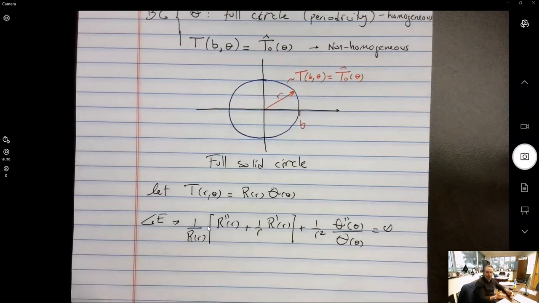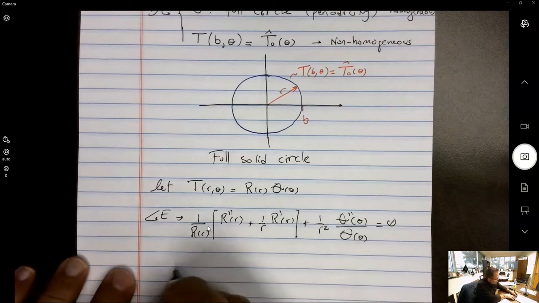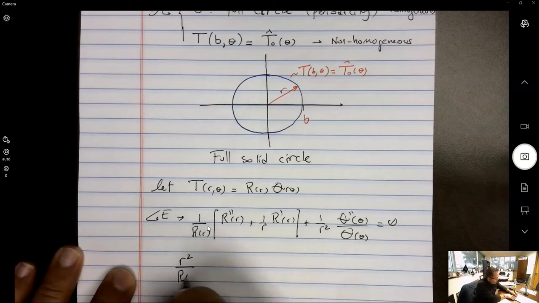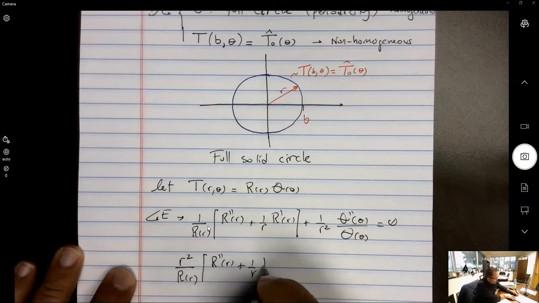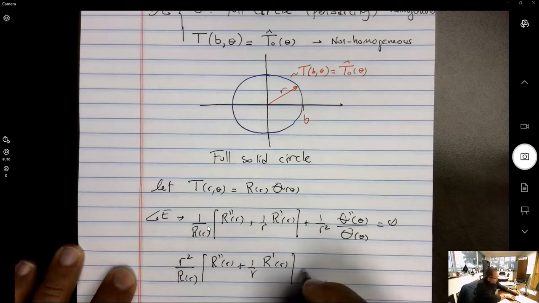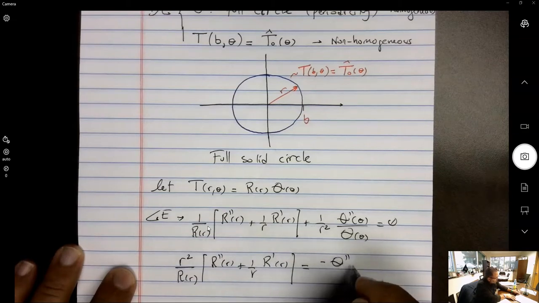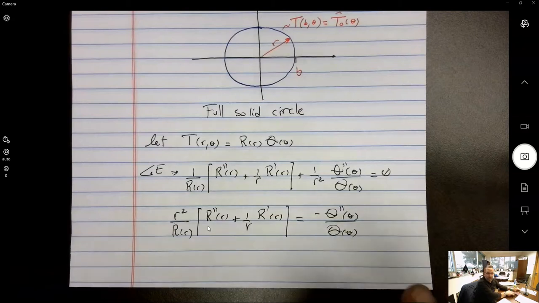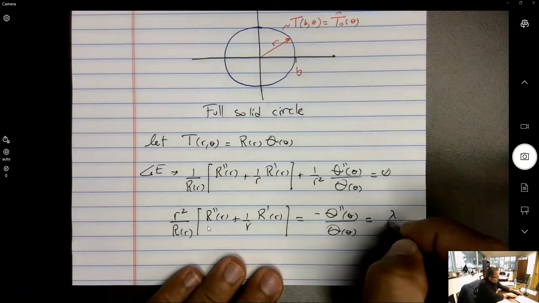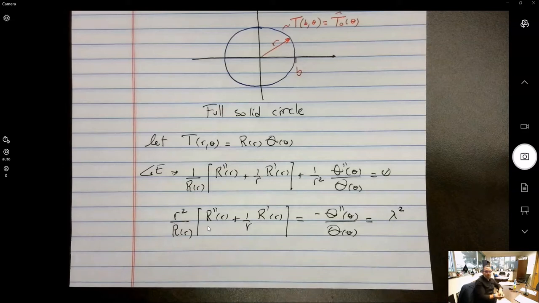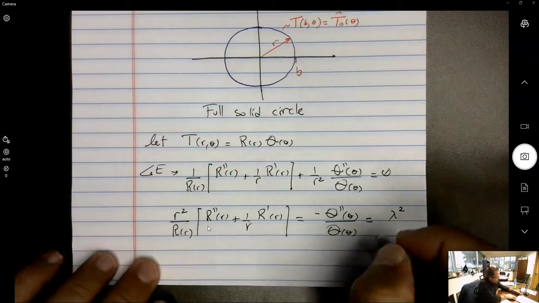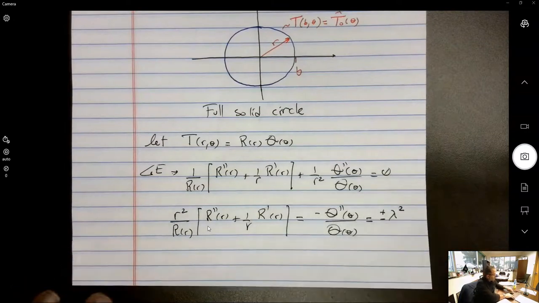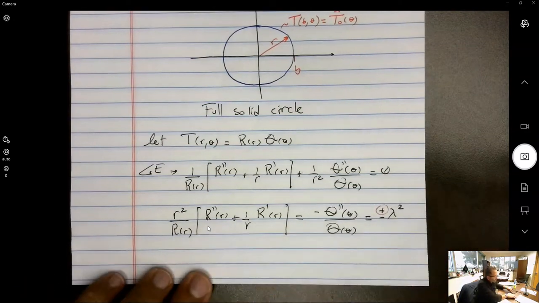So let's bring all the r's to one side and all the thetas to the other side. So we have r squared over R of r times R double prime of r plus 1 over r R prime of r is equal to minus Theta double prime of theta divided by Theta of theta. As you can see, all the r's are on one side, all the thetas are on the other side. So this is equal to a constant of separation. We're going to call it lambda squared, and we are going to make it positive. Again, this could be positive or negative, and we are going to pick the positive sign.